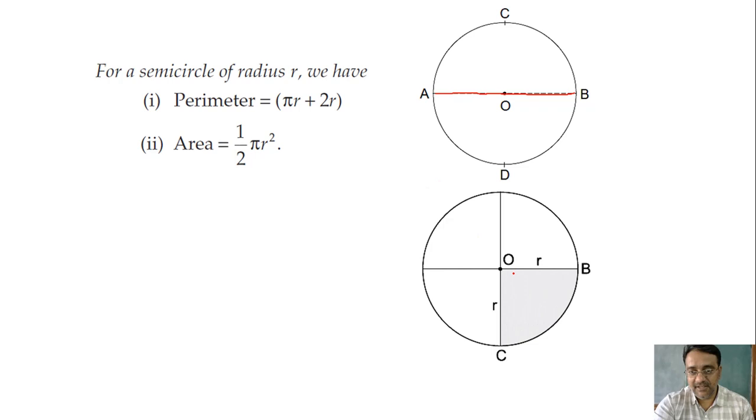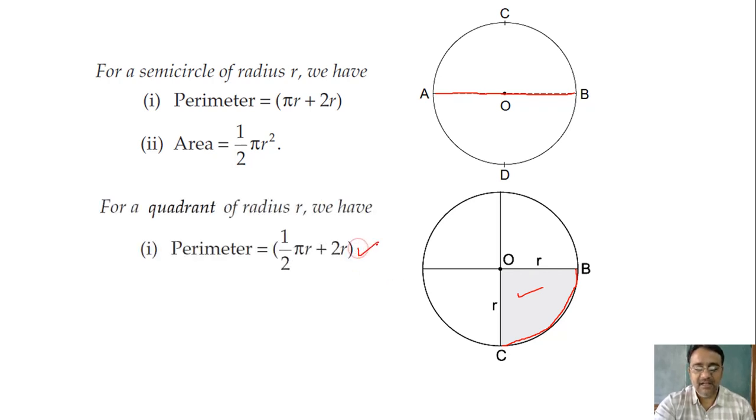Now for quadrant, this part is 1/4 of the circumference of the circle, that is half pi r, and the length of 2 radius. So half pi r plus 2r is the perimeter, and the area will be 1/4 of the circle. So 1/4 pi r square.